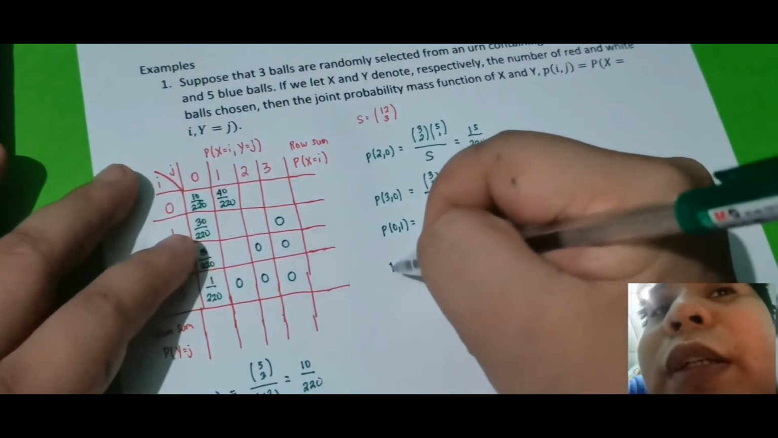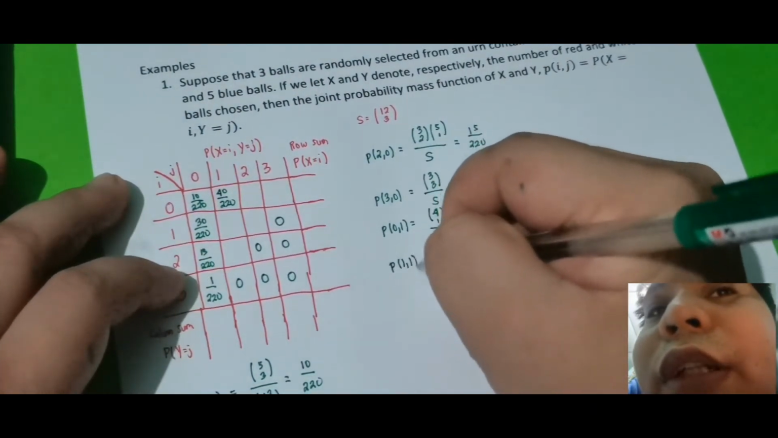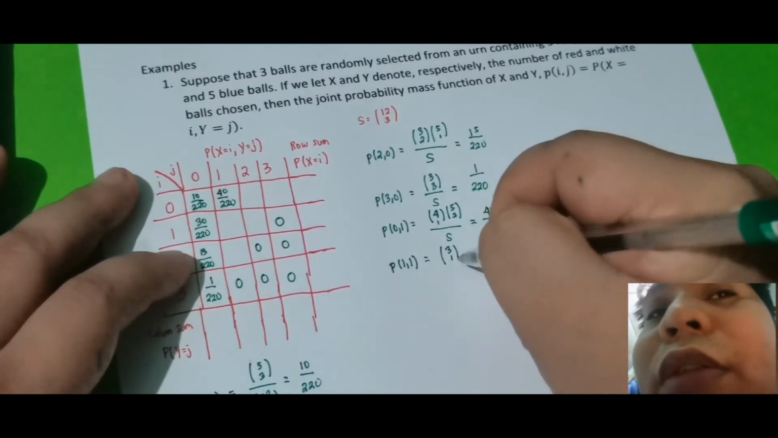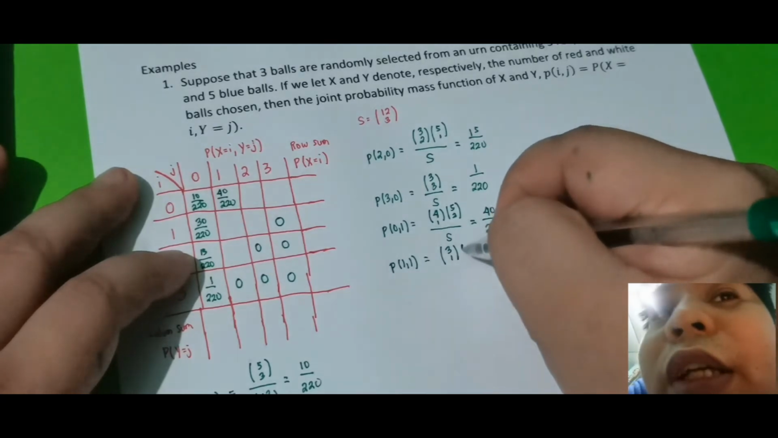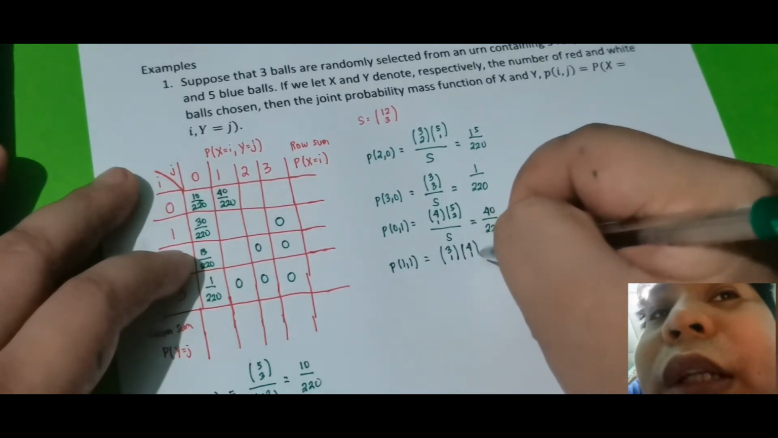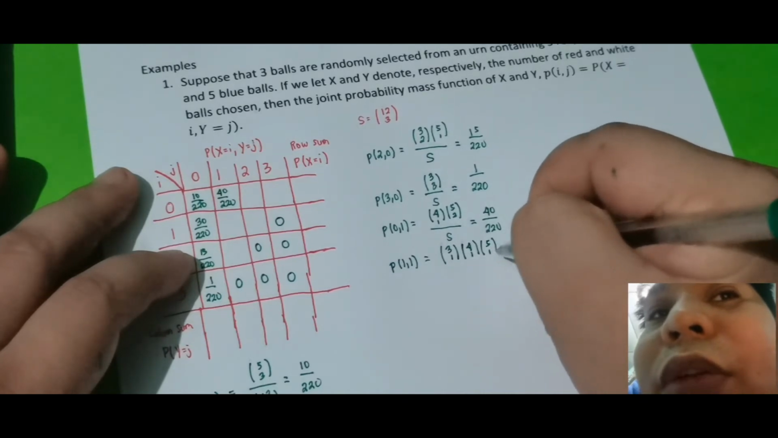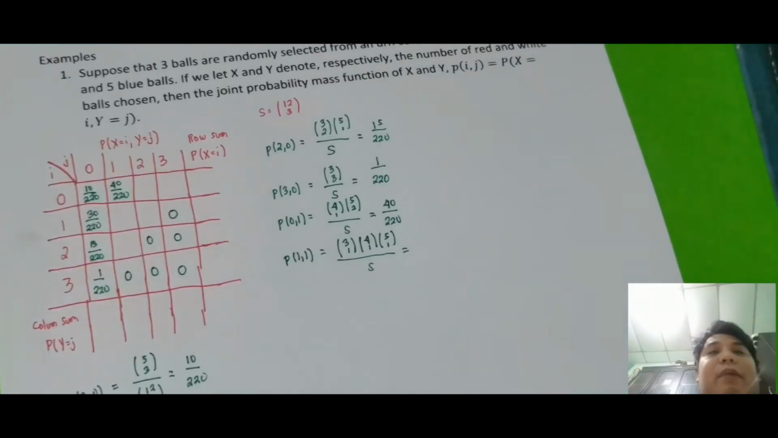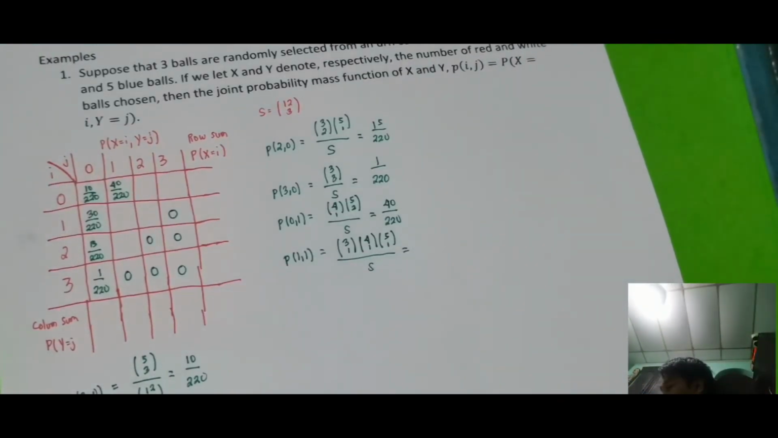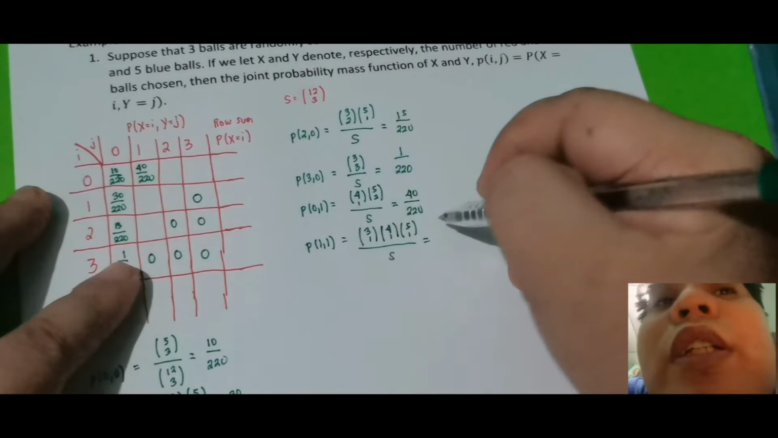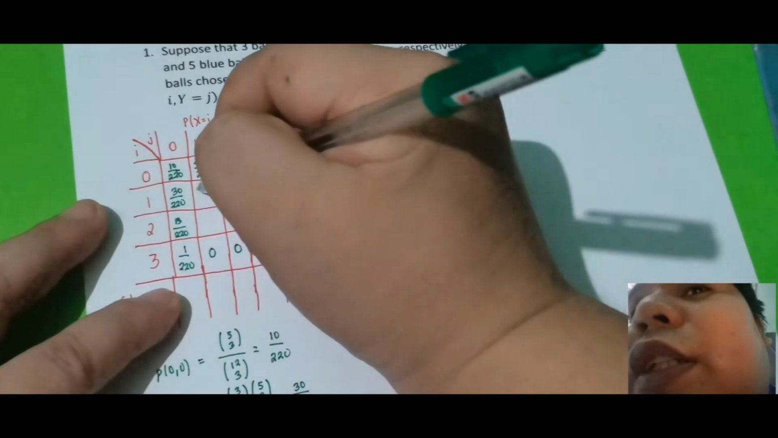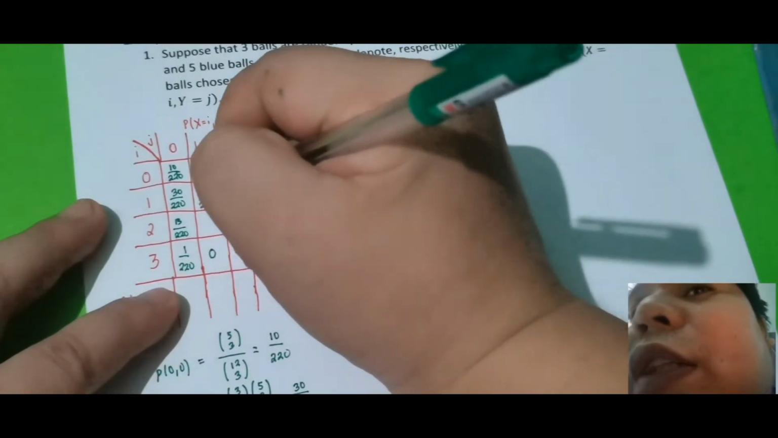Okay, next is the probability of (1, 1), because that's next. So for (1, 1), we have 3 taken 1, since one ball from the three red, then 4 taken 1, then 5 taken 1, because we still take from blue, all over S. So you get the idea there. So (1, 1, 1) is simply 60 over 220. I'll put here 60 over 220.